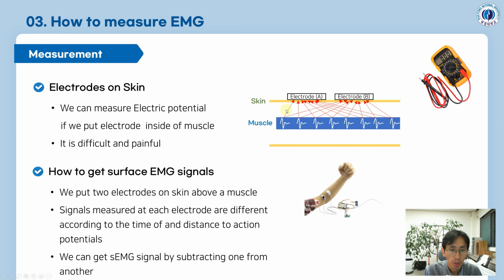And the time and distance from each action potential is going to be different. Okay. Then, if we measure the signal by subtracting one from the other, like A minus B, then we can get a kind of signal reflecting our muscle activities.